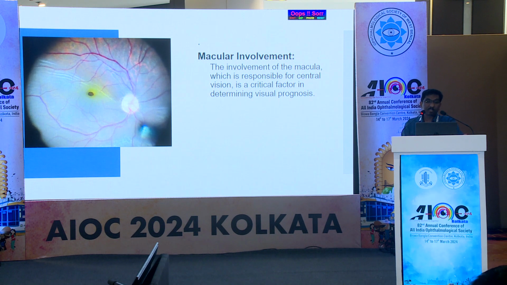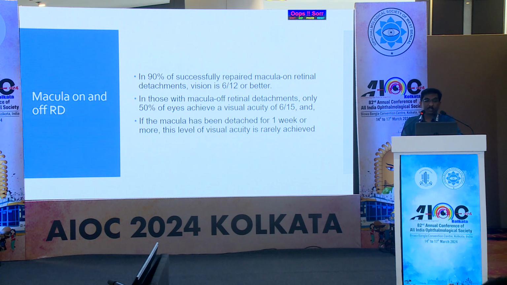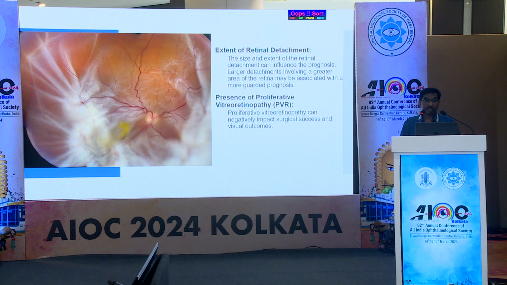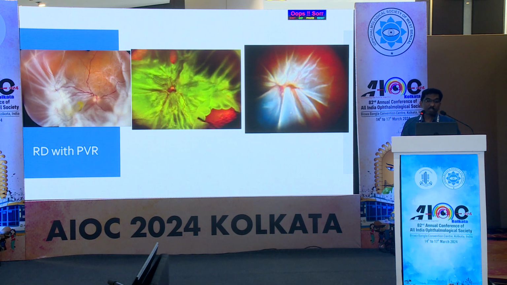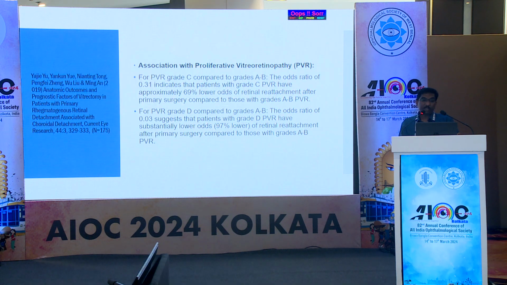As far as macular involvement is concerned, this is most important for the vision. 90% of the patients with macula-on RD had better vision compared to macula-off, wherein only 50% of the eyes could achieve a final visual acuity of 6/15 or better. So if the macula is detached for more than 1 week, good visual acuity can rarely be achieved. Then when it comes to PVR, patients who have PVR have a much lesser chance of surgical success. And if the patient has PVR, say grade C and above, then the chance of reattachment goes down very much.